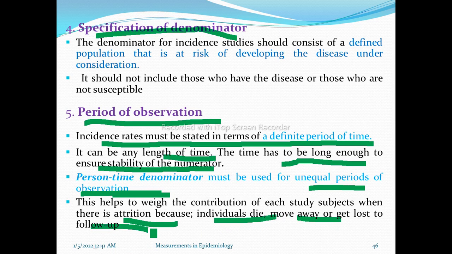So if there is unequal observation, we will use person-time. If we are using person-time, it is important to add up the duration of time for each individual. If the follow-up is for 28 days and an individual died at 10 days, those 10 days will be taken, because that is what was contributed by that individual. If followed for 28 days, that 28 will be taken. So each individual's contribution should be taken in the case of person-time denominator or dynamic population.